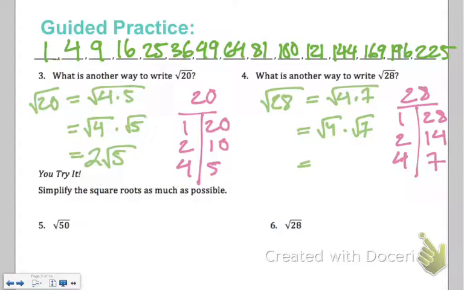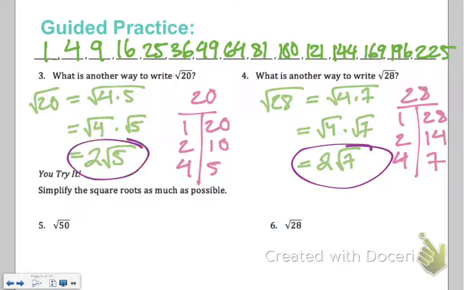And we can simplify the square root of 4, or radical 4, to be 2 times the square root of 7. So it's in its simplest form when you can't break the number under the radical sign any further. So 7 is a prime number, 5 is a prime number. So these two values are in simplest form.